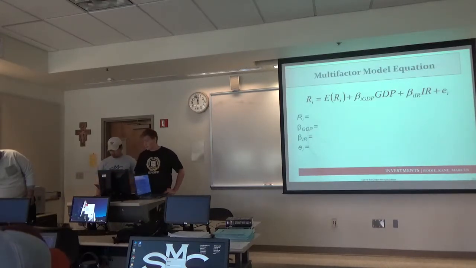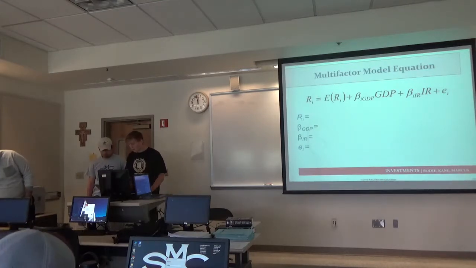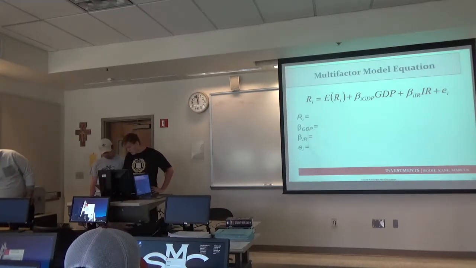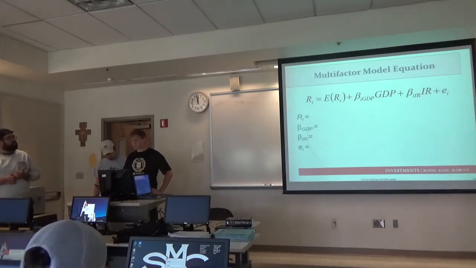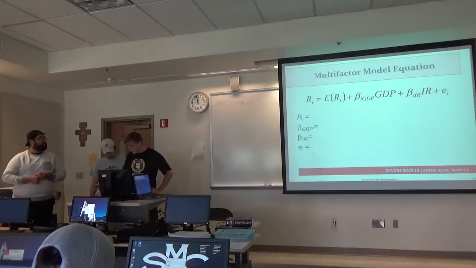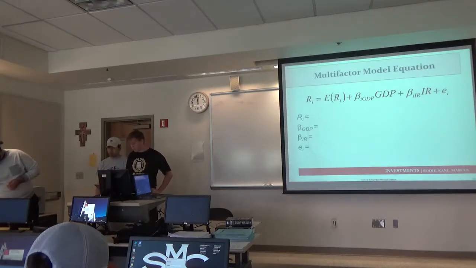Yeah. And this here is the really important equation. This is the multi-factor model equation. You have RI again, the excess return for security I, and then we have B, lowercase i, GDP, which is the factor sensitivity for GDP, and then we have B, lowercase i, IR, which is the factor sensitivity for interest rate, and EI, which is the firm-specific events.